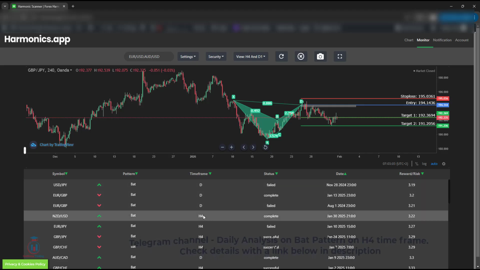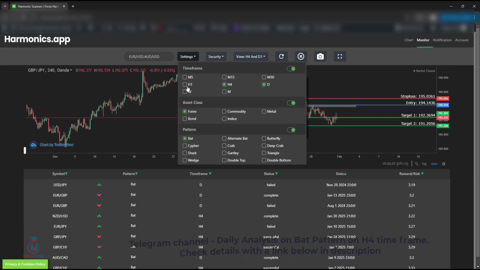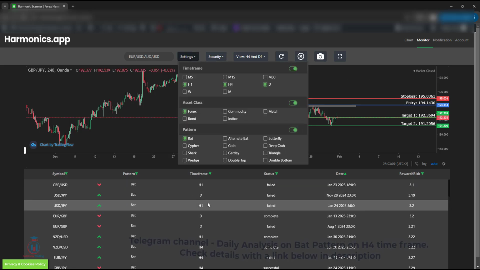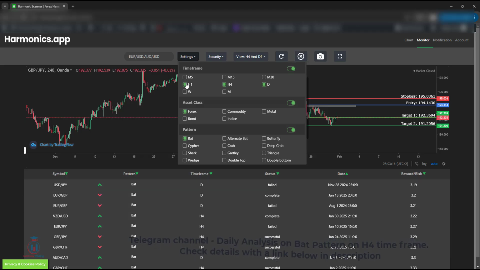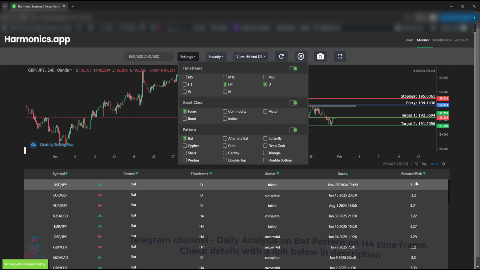I have selected the 4-hour time frame and the daily, but if you select more of these time frames, they will be populated below. Now you can see when I click the 1-hour time frame, there is a US dollar Japanese yen bullish bat pattern that has failed. Then you can see the status. These 3 statuses I have just explained. You have the date when this pattern was formed, and you have the risk to reward ratio for it.